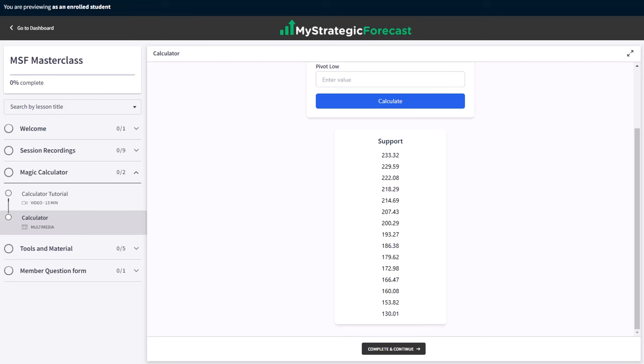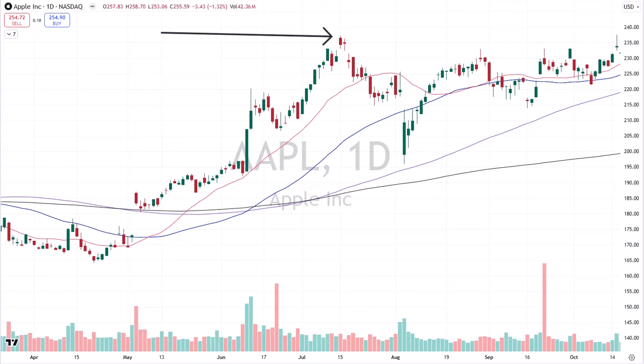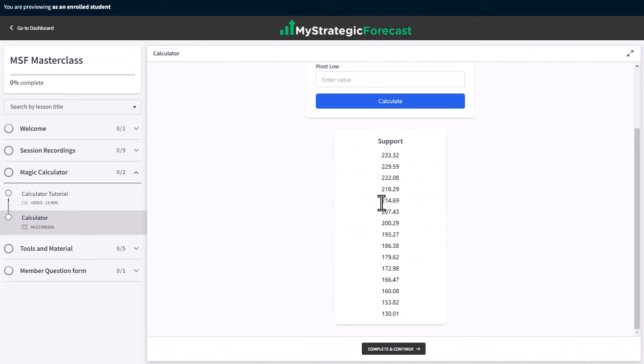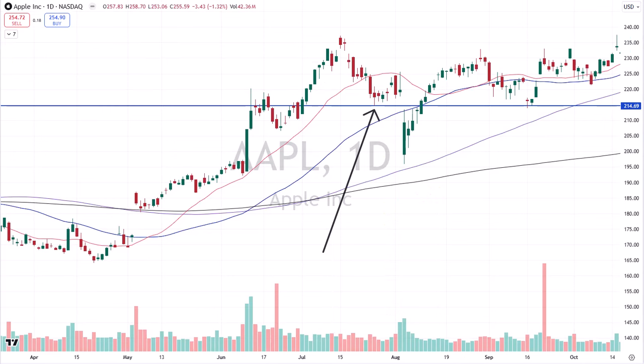support numbers. Now let's take a look at some important areas where Apple had a nice tradable bounce, thinking in terms of either an intraday trade or a swing trade. The low represented here is 214.62. You come over to the output from the calculator and you can see here 214.69. The blue line represents 214.69, the magic calculator output.